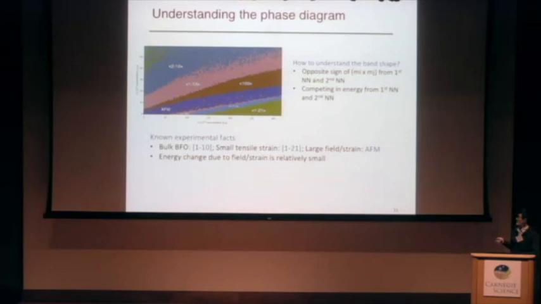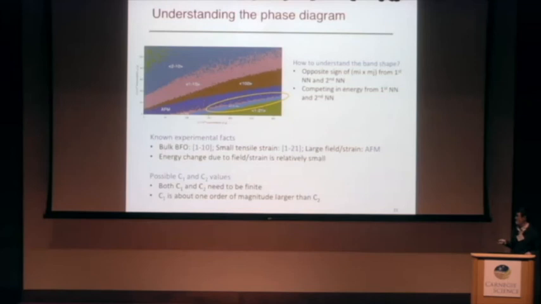So it tells us that these three different configurations have to be close to each other on the phase diagram. And the circled region is the only possibility here, which suggests that both C1 and C2 need to be finite. Also, over here, C1 has a magnitude that is about one order of magnitude larger than C2.